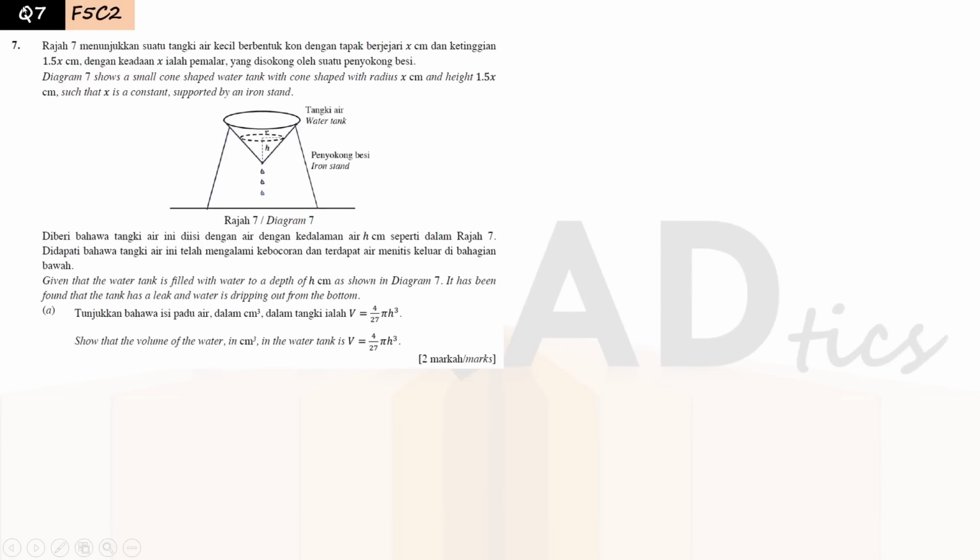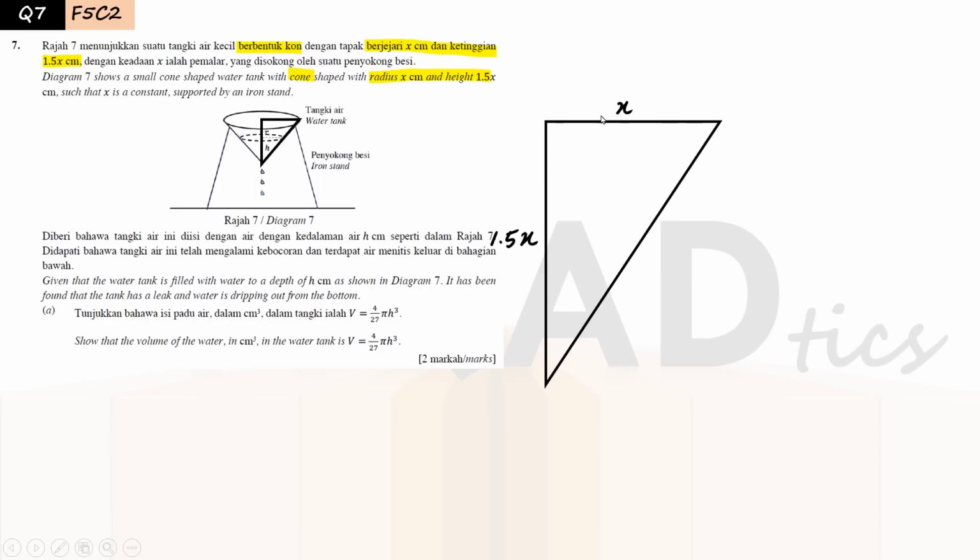And question 7 focuses on differentiation. Here we have a cone-shaped water tank with these measurements. If I take out this part of the cone and draw it here, the radius is x cm and the height would be 1.5x cm. It is also given that water is filled into this water tank, so this water is also in a cone shape, with a depth of h cm and a radius of r. In part A, we need to show that the volume of the water is this result.